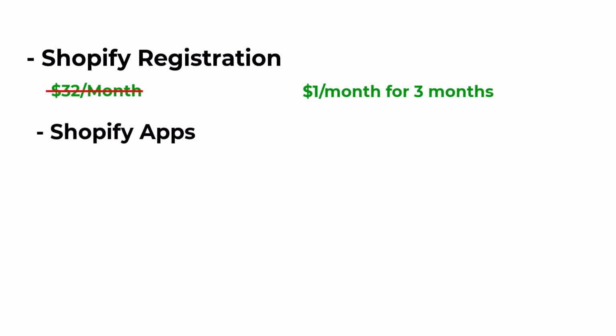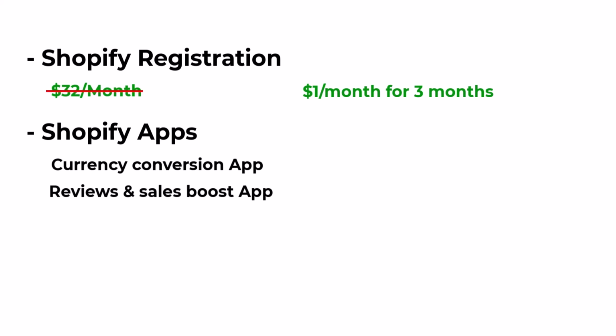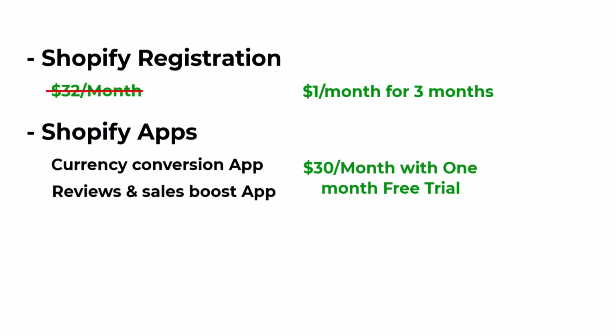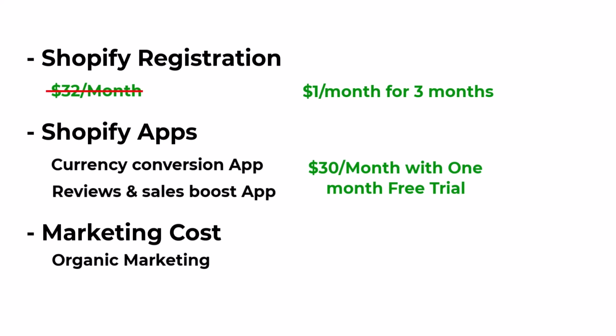The next cost is Shopify apps. During this tutorial, we will add 2 major applications on our dropshipping store. The first one is a currency conversion app, and the next is an app for reviews and sales boost. The total monthly cost for both of them is around $30, with a 1 month free trial. The final cost is marketing cost. There are 2 steps to do this. We'll start with organic marketing, and then gradually move to paid marketing. The first one is free, and paid marketing costs around $100 to start with, and you can scale it gradually to achieve more sales. We will cover both methods in this tutorial.